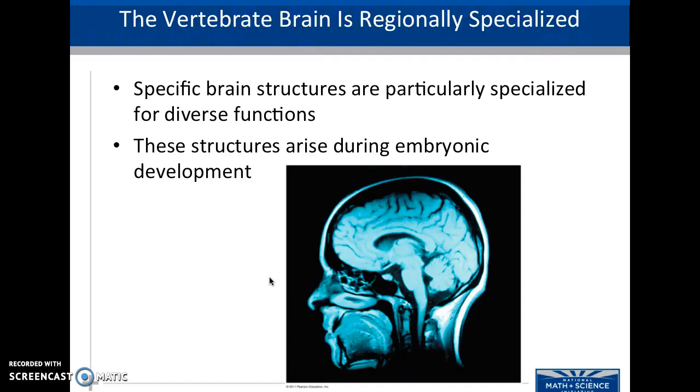As we saw before, the vertebrate brain is regionally specialized. Basically, that means that as we've evolved, our neurons have started to accumulate and amass in certain places, which means we end up getting a brain and a vertebrae. And then to go even a step further, we see that specific brain structures are specialized for certain functions. So not only do I have a mass of brain cells that process information, there's actually certain parts of my brain that process certain parts of the information. These structures arise during embryonic development.